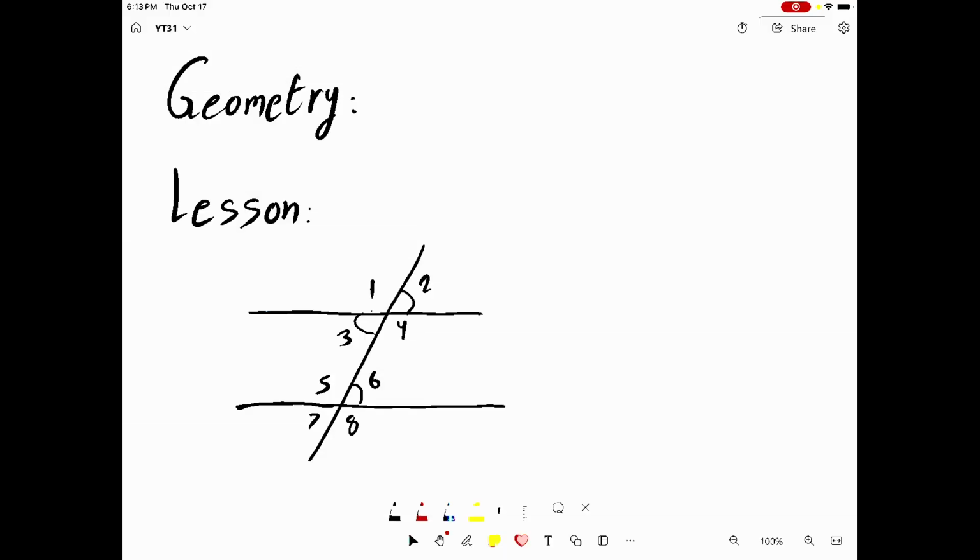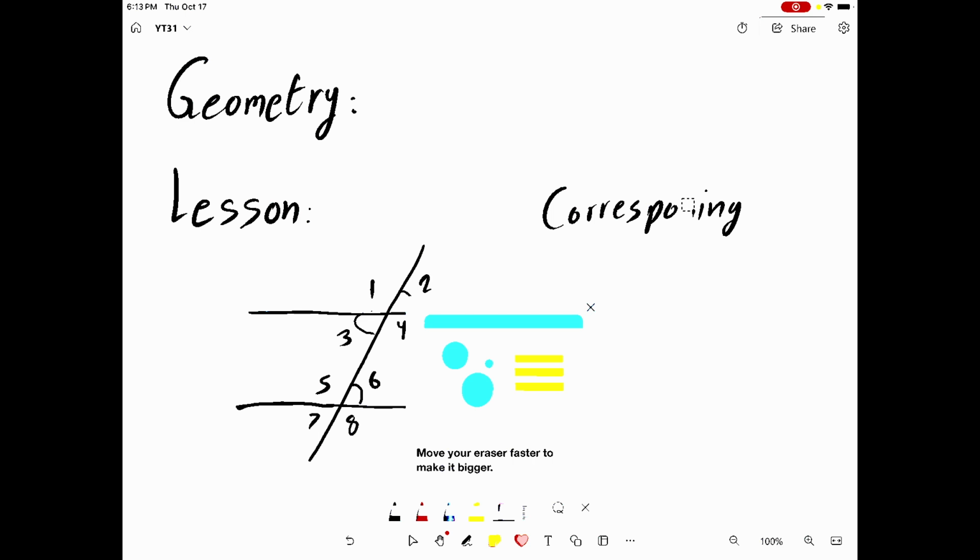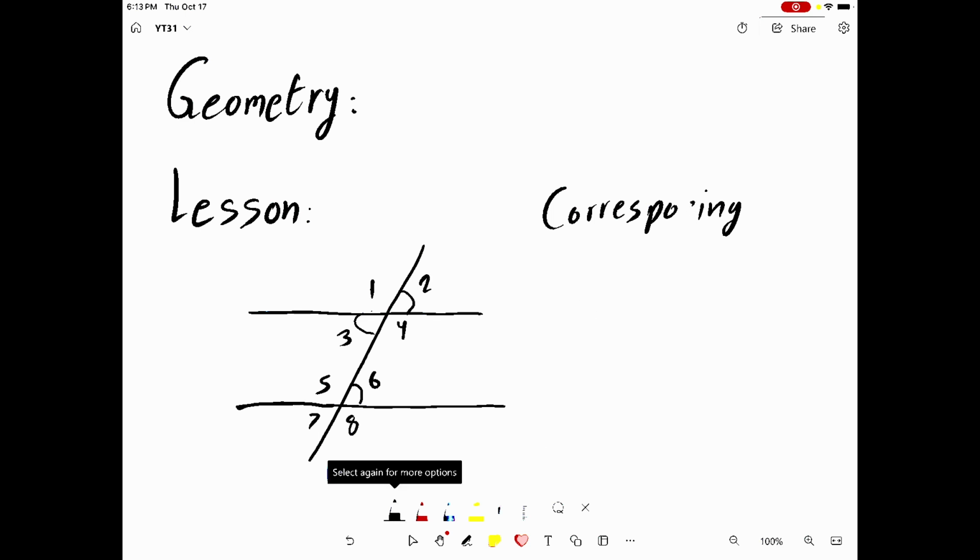Today's lesson is about a few angle theorems. These are the corresponding angle theorem and the alternate angle theorem. Alright, so these are the two theorems I'm about to explain.